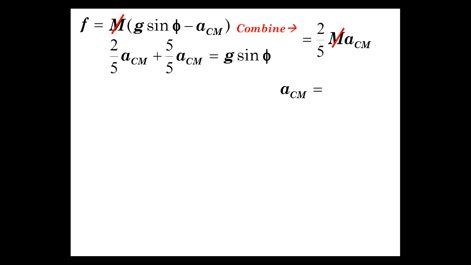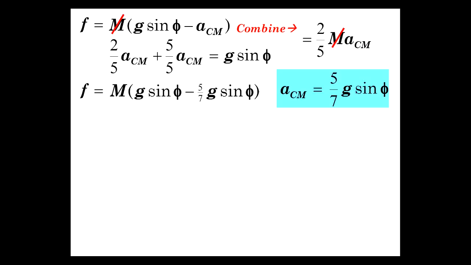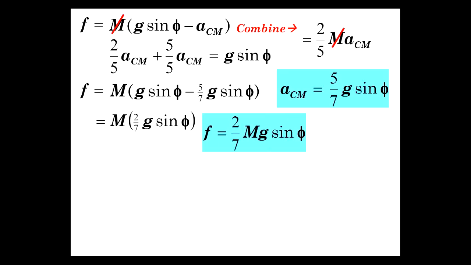Thus, a_CM: well, obviously 2/5 plus 5/5 is 7/5 equals g sine of phi, so a is 5/7 g sine of phi. So the friction is m times g sine of phi minus 5/7 g sine of phi. So we have basically 7/7 minus 5/7 is 2/7 g sine of phi. So the friction then is 2/7 mg sine of phi.